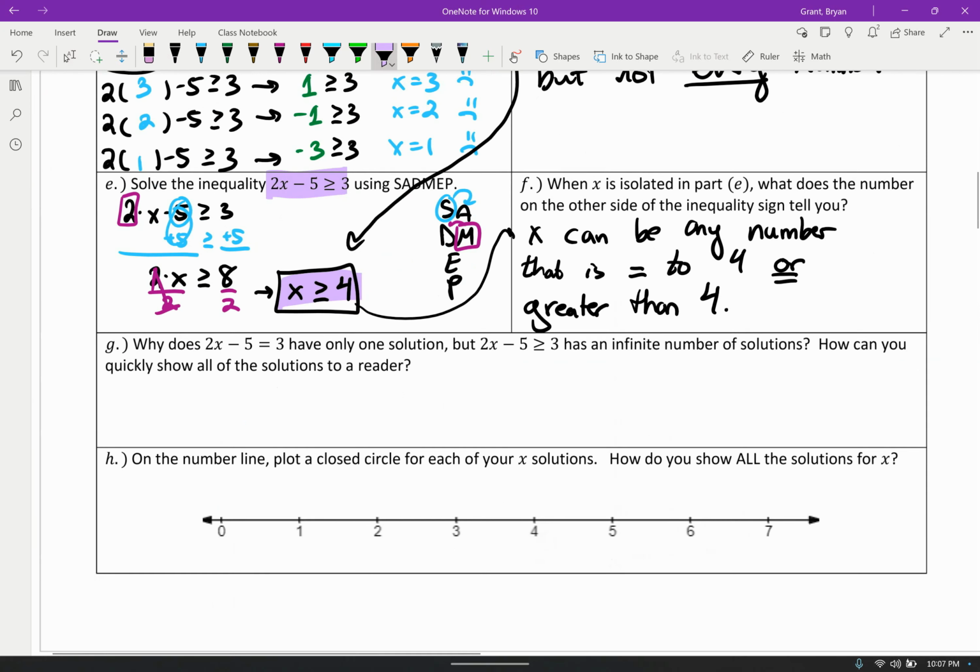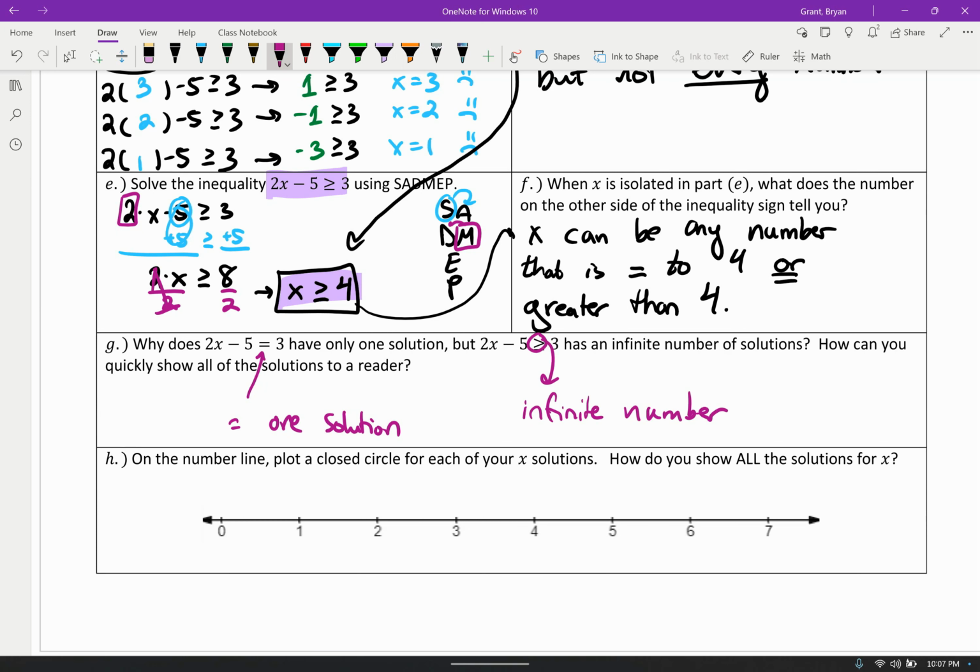So why does 2x minus 5 equal 3 only have one solution, but 2x minus 5 greater than or equal to 3 have an infinite number? Well, it comes down to the greater than sign. This equal to means one solution, at least for now, versus this greater than is going to mean an infinite number.